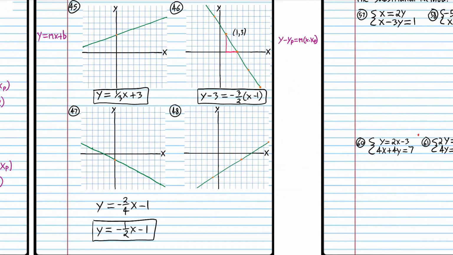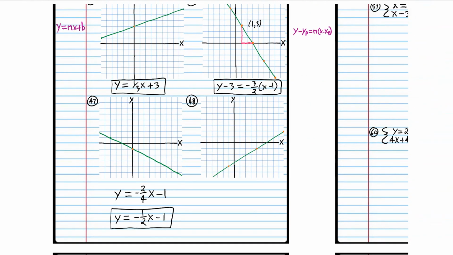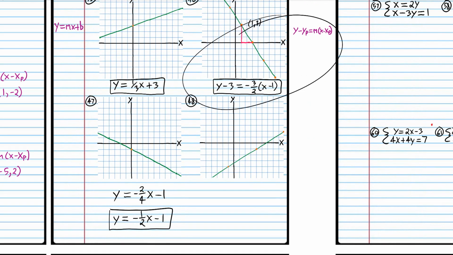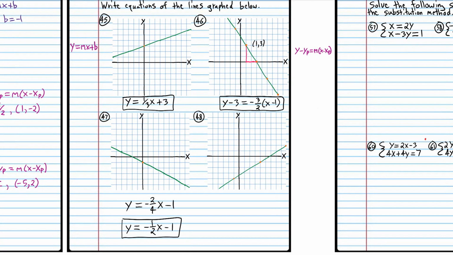Now for number 48, notice that the line does not cross a corner of a box on the y-axis. So that means you're going to have to use this method up here. So go ahead and try number 48, and when you come back, we'll do it together. All right, we're back.